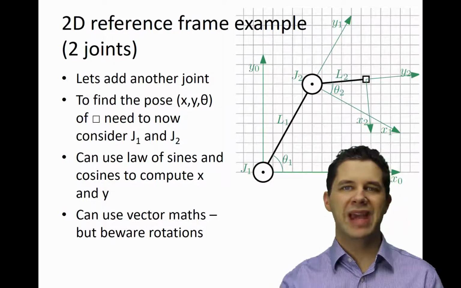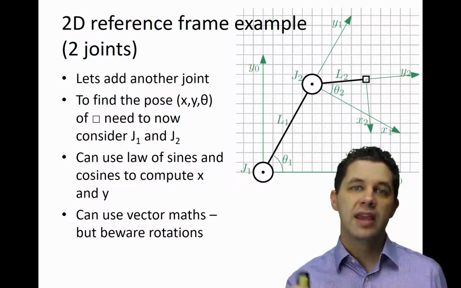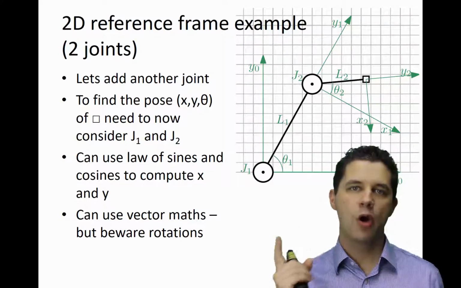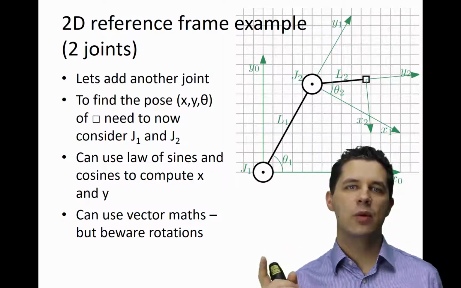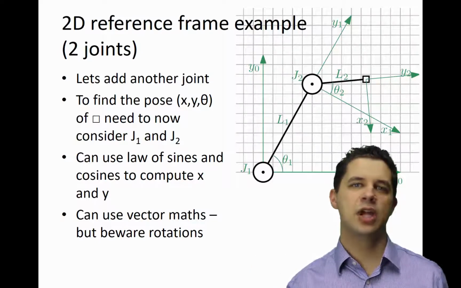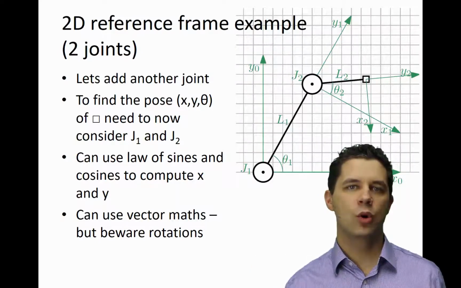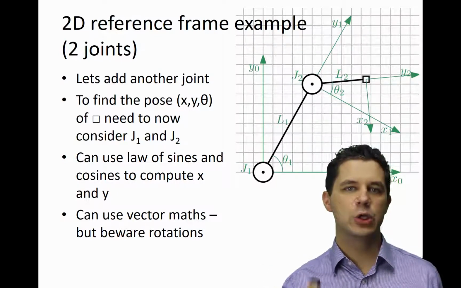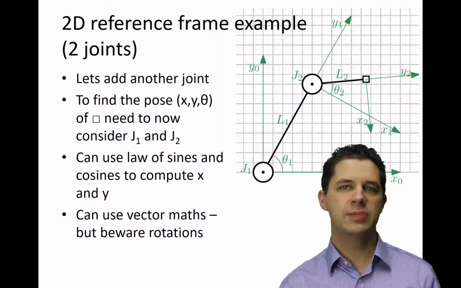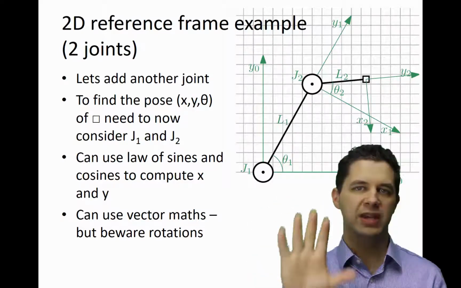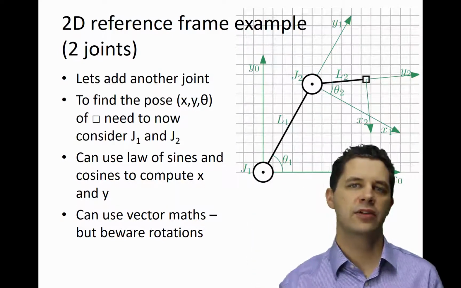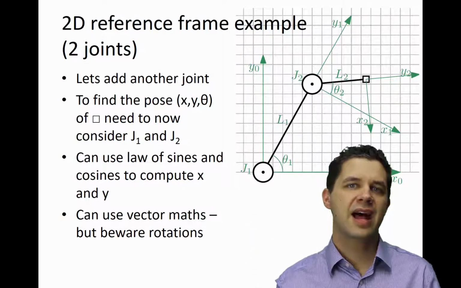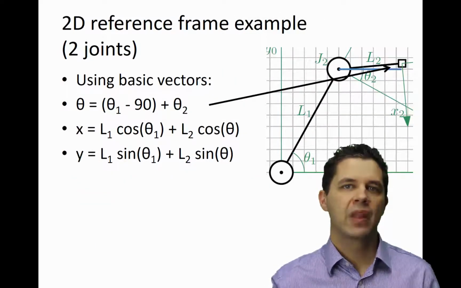But what happens when we add a second joint on there? Here we're still trying to find the position or the pose of that box, but now we need to consider J1 and J2. And so we could use the law of sines and cosines to compute x and y, and we could use some vector maths. But remember, we need to be aware of those rotations that are occurring because we keep rotating and rotating through different angles. So it starts getting a little bit trickier.